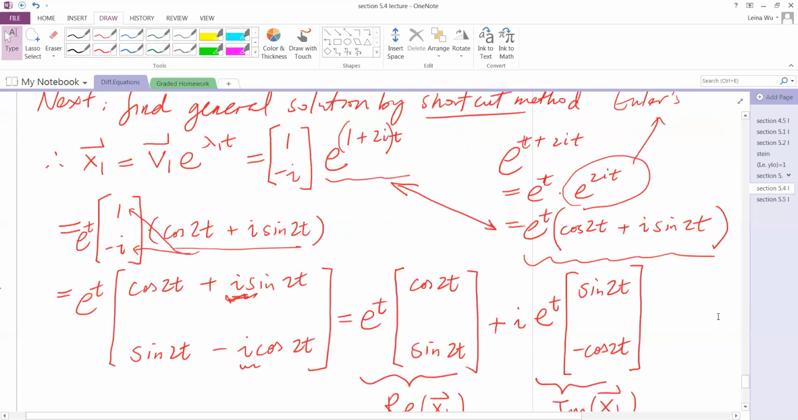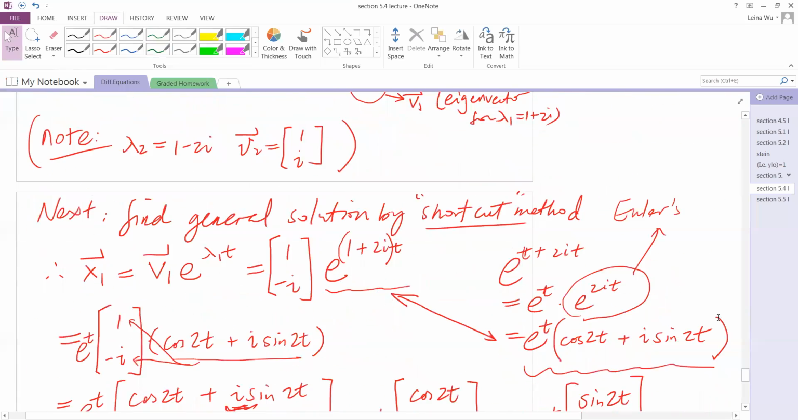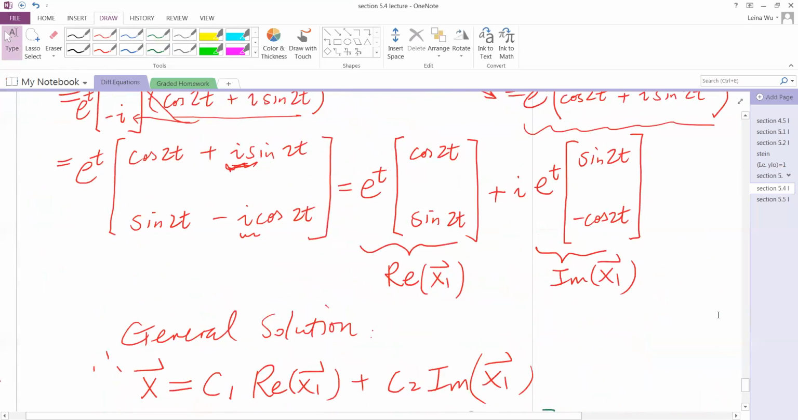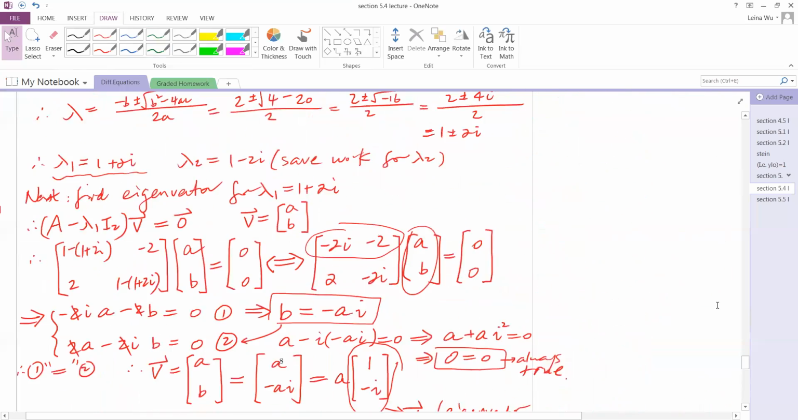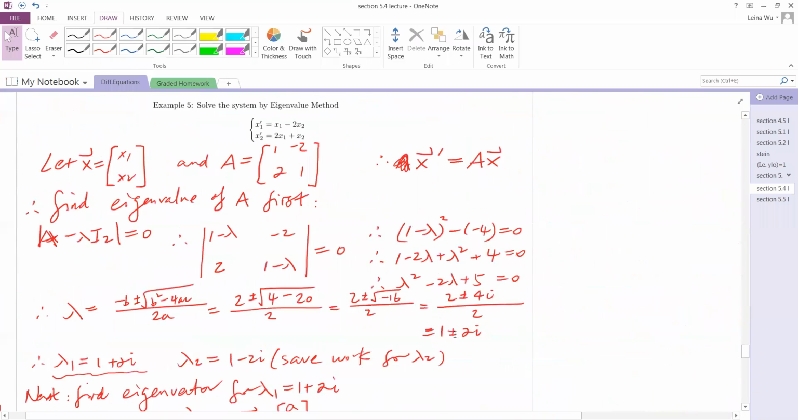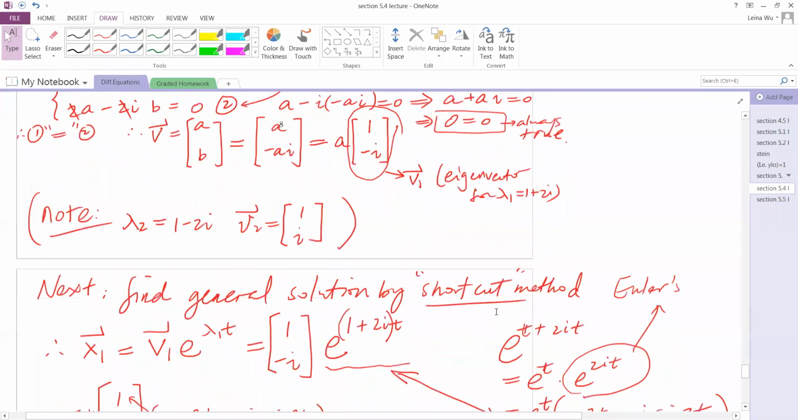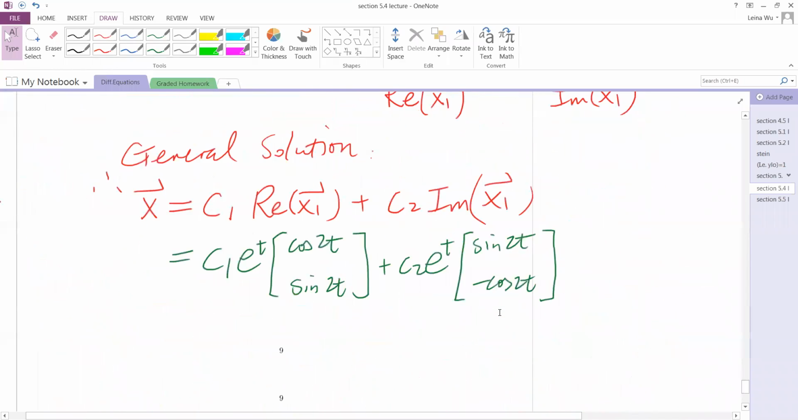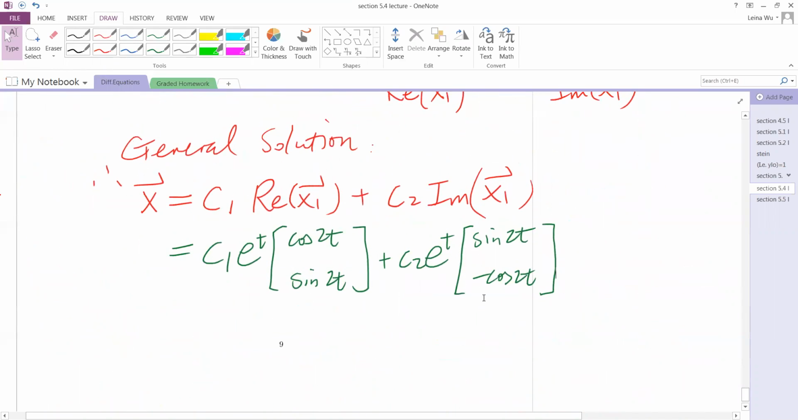Is this quicker than what we did previously? Yeah, right? Because you don't have to work on the x2 part. This part could all be saved. You don't have to do this part at all. You can just go straight to the conclusion based on what you get from x1. All right, hold on. Let me finish up here.